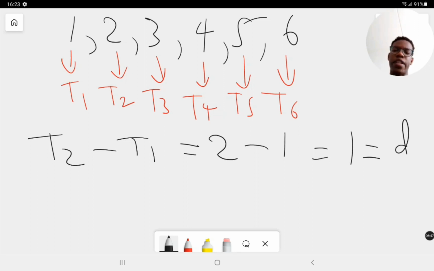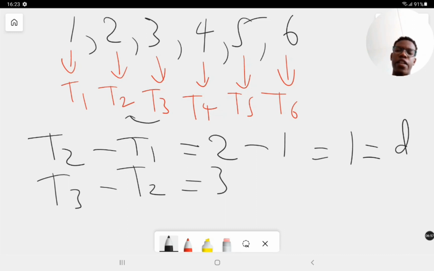What happens if I say T3 minus T2? Then T3 is 3, and T2 is 2. And 3 minus 2 is 1, and this is equal to D. And these two answers here are the same, because both of them are 1.